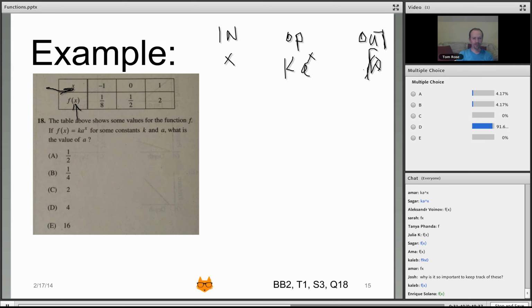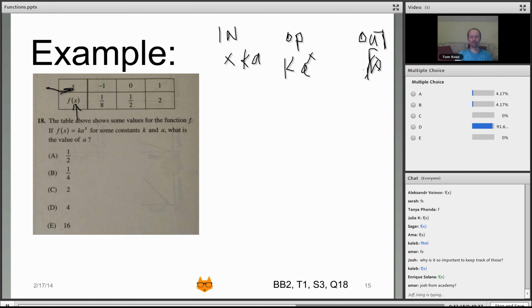So it says, for some constants k and a, what is the value of a? This is already getting a little bit complicated, and I think we need to keep track of a couple other things. You'll notice the operation deals with three letters, not just x. It deals with k, a, and x. And they're asking what is the value of a. Even though they haven't defined it as a variable, it's probably something we also need to keep track of. So let's keep track of k and a also.